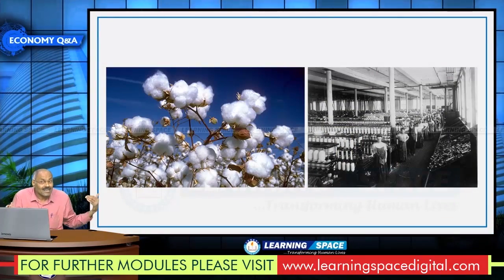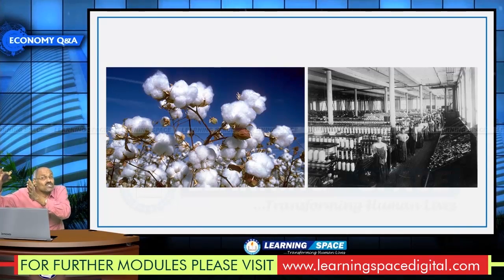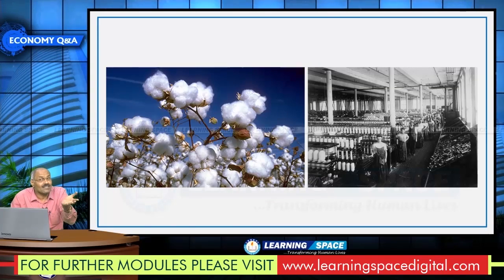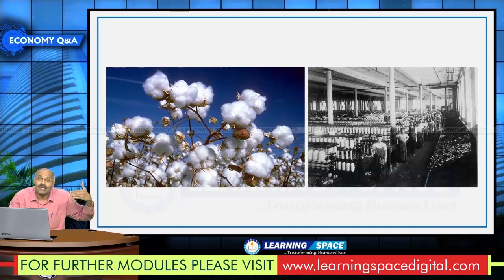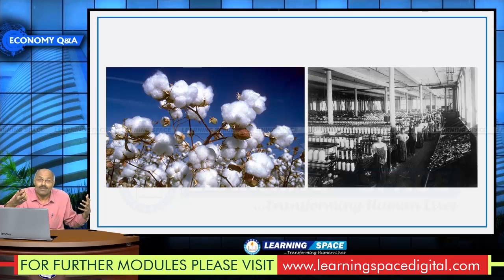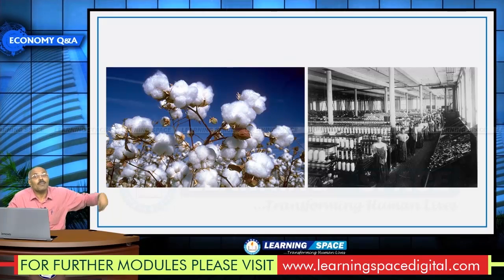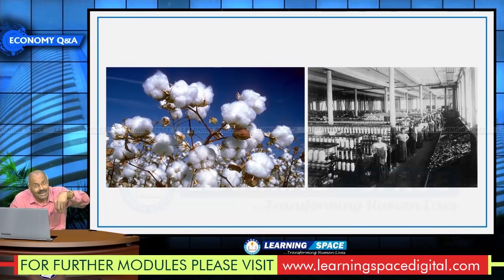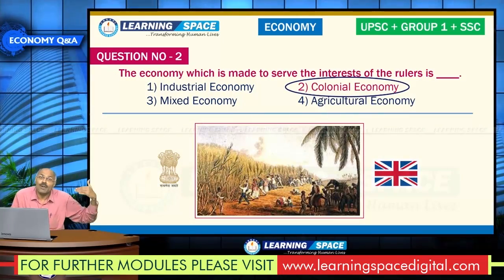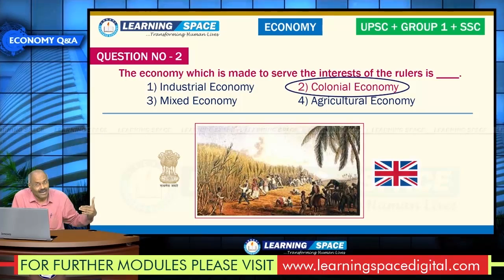Raw materials like cotton are taken away from this country, and ultimately fabric is produced in England. In those days, I am talking about the 18th century, 19th century, cotton used to be taken by the British rulers from India, and textiles were produced in England. So this is nothing but colonial economy. Exploitation will be more in colonial economy.